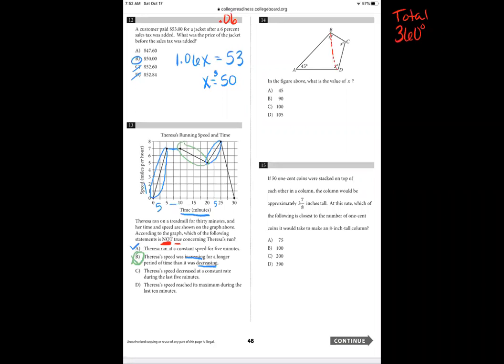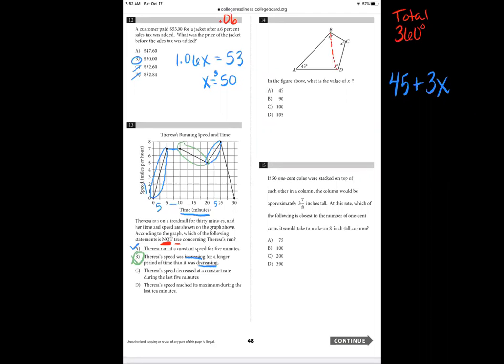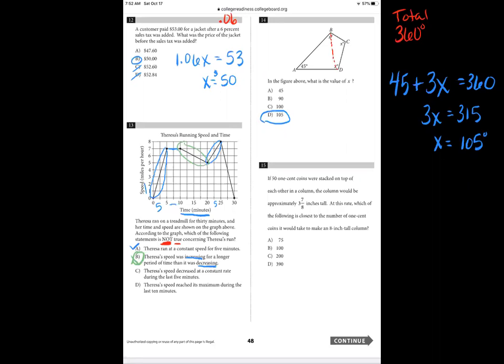For number 14, again, if we know that there's 360 degrees total, that would mean we have 45 plus 3 angles that measure x to get us 360. So if we solve this very easily, we would have 3x equals 315. And that would mean each of those angle x are 105 degrees, choice D.